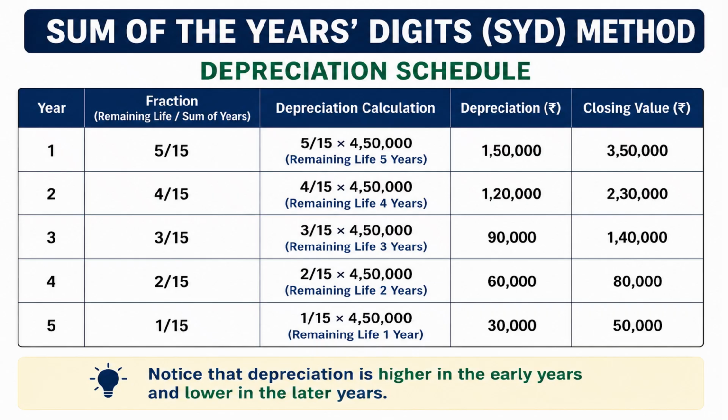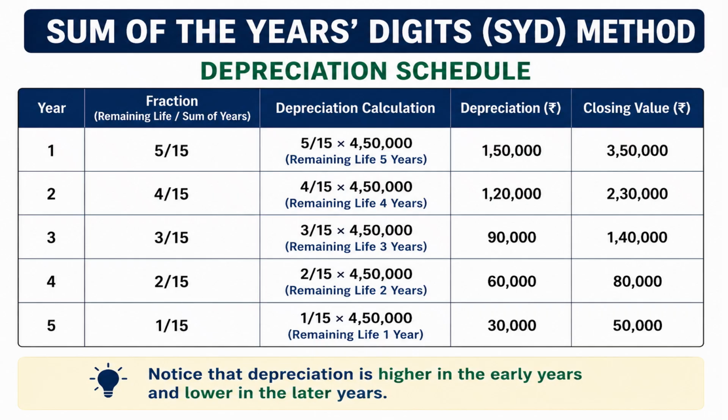Straight line method, SLM charges the same amount of depreciation every year. Written down value method, WDV charges a fixed percentage on the reducing book value, so depreciation decreases every year. Sum of the years digits, SYD uses a fraction based on the remaining useful life, resulting in higher depreciation in the initial years and lower depreciation in the later years. These three methods help businesses allocate the cost of an asset over its useful life according to the pattern in which the asset's economic benefits are consumed.